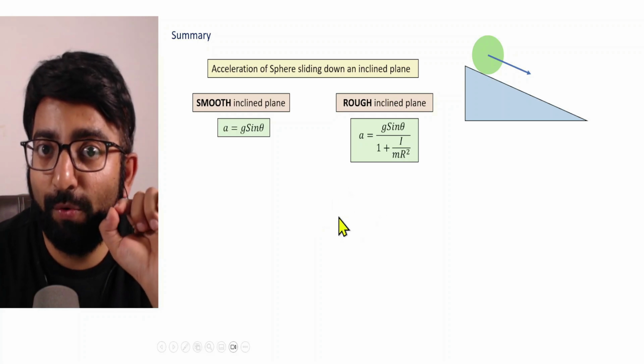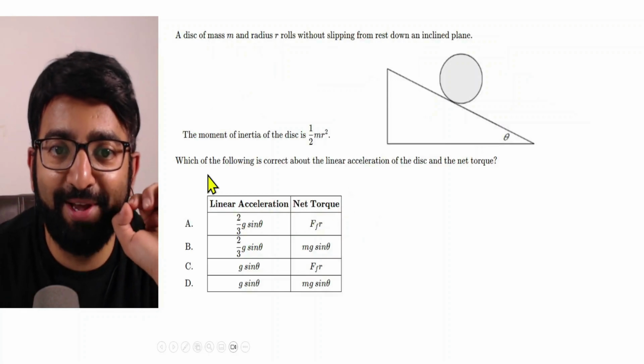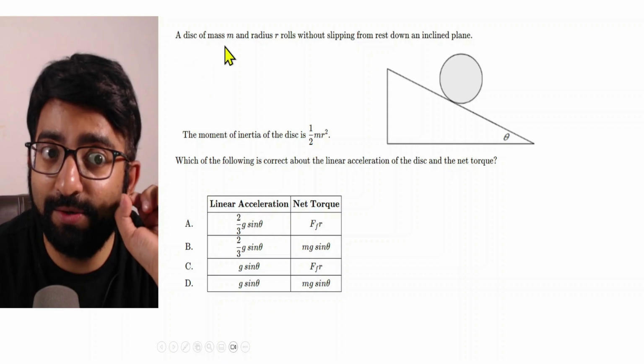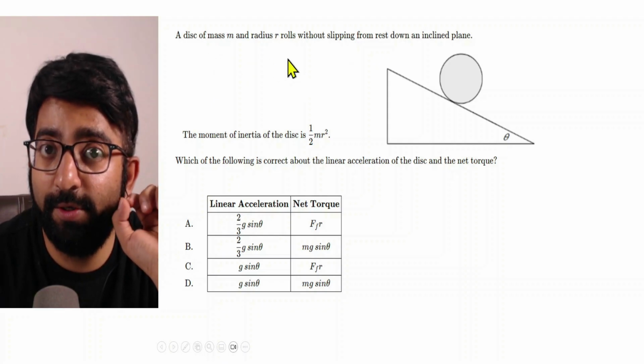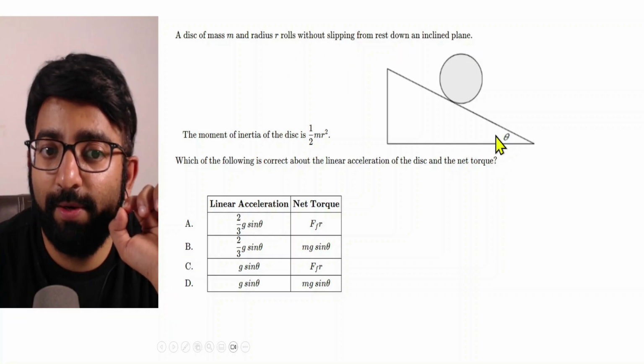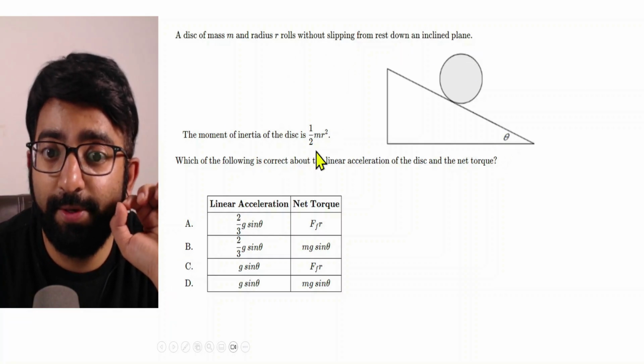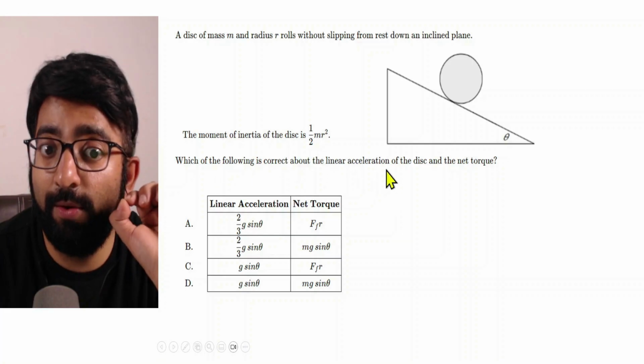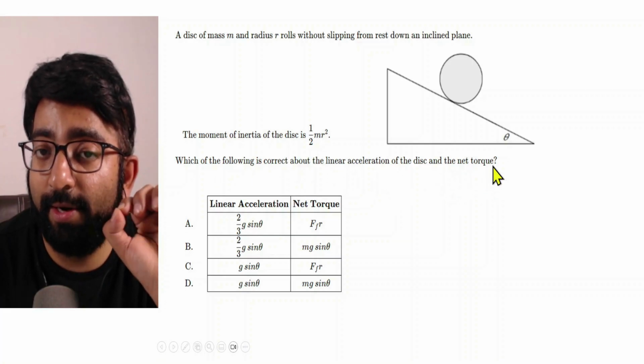And now let's try to solve a question based on this concept. So here we go. Let's read. There is a disk of mass m and radius r which is rolling without slipping from rest down an inclined plane. The angle of the incline is theta. Moment of inertia of the disk is given. We need to find the value of linear acceleration as well as the net torque.